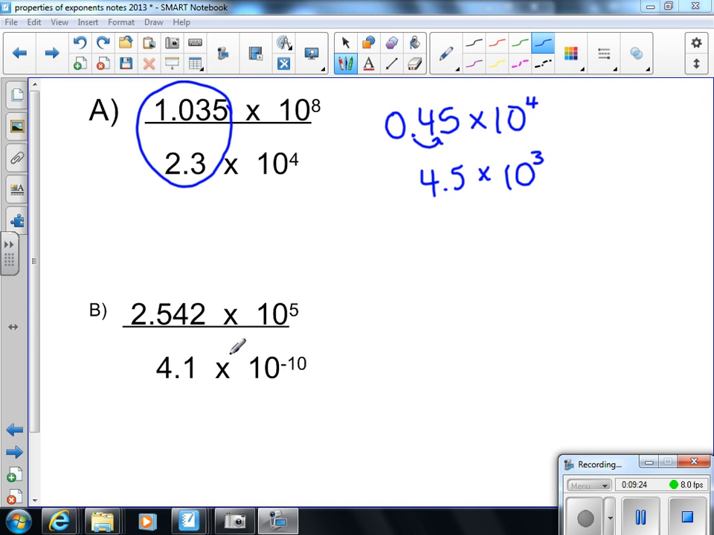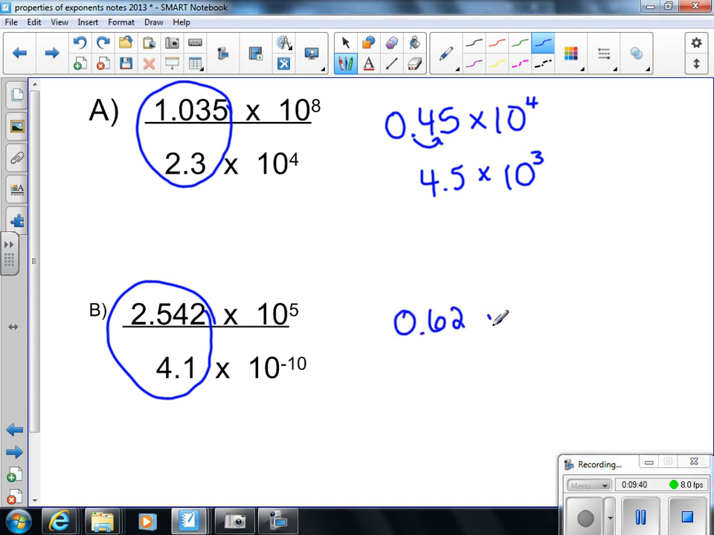All right, let's try the next one. Let's do our shortcut first. Go ahead and divide your decimal numbers. Give me a thumbs up when you're finished. Okay, so you get 62 hundredths times 10 to the 5 minus negative 10, which means you add its opposite, so you get 10 to the 15th power. Is it true scientific notation? No. Move it over 1, and I then get 10 to the 14th power. Okay, let's check yourself.